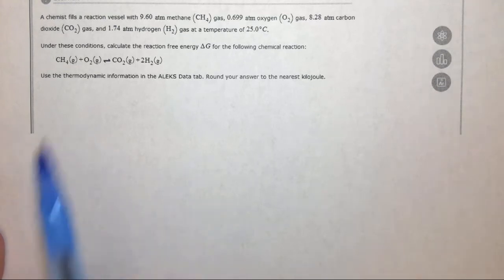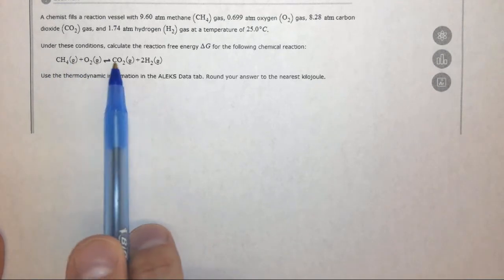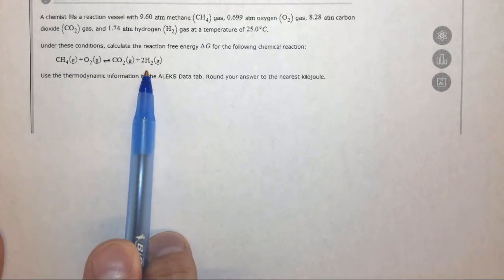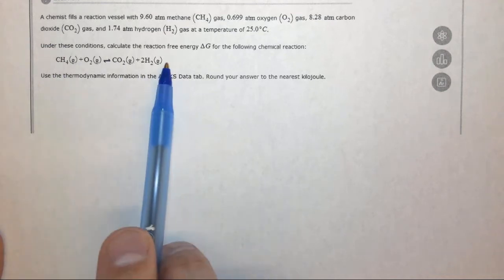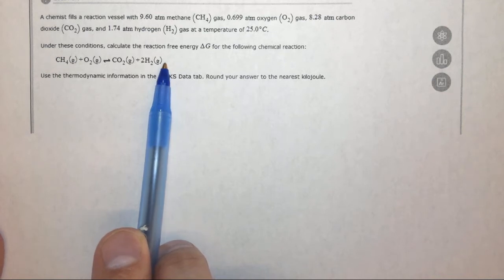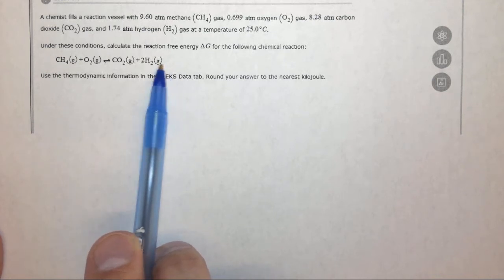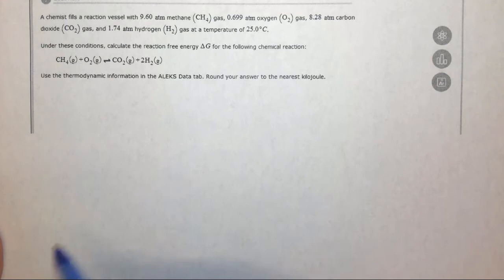So essentially we have methane plus oxygen yields carbon dioxide and hydrogen. So this is the reaction that we're going after, and we need to find delta G, the free energy of it. Well, there's a couple things we need to do in order to solve this.